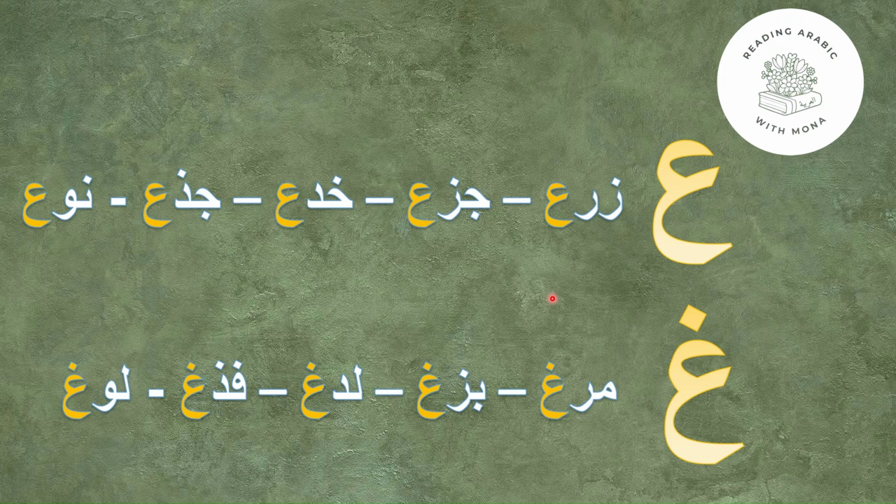Now, when we have words ending with the letters Ain or Ghain, and these two letters are preceded by resisting letters, here we can find that the Ain and Ghain are written in their original form, not with the looped or the enclosed curve here, but as the original shape.